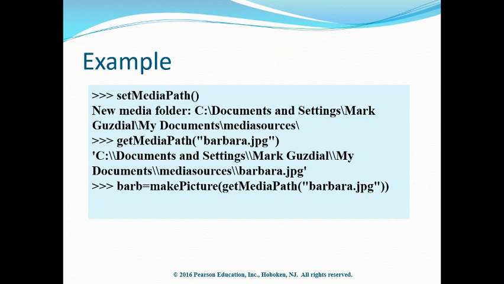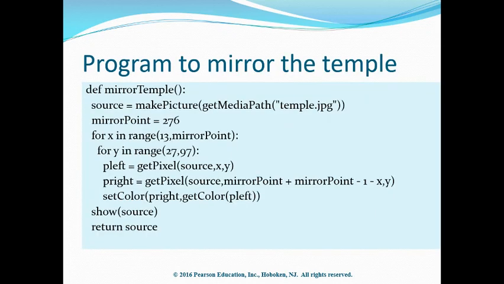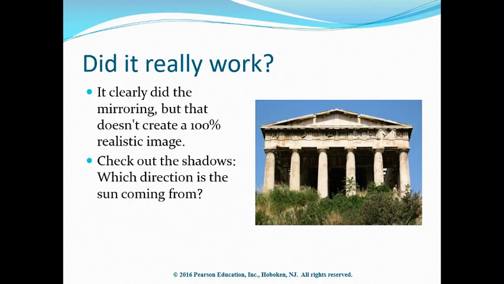So set media path, we can say new media path is that source, and then we can say get media path barbara.jpg, shows that, and we can also make a picture, get media path, and barb. So program to mirror the temple. We can see based on the inputs that we had from the media tools that it returns this. It's clear it did the mirroring, but that doesn't create a 100% realistic image. Check the shadows, for example.